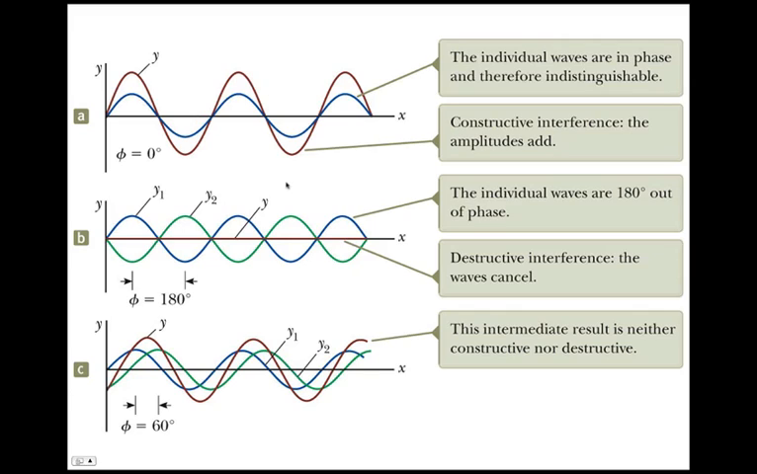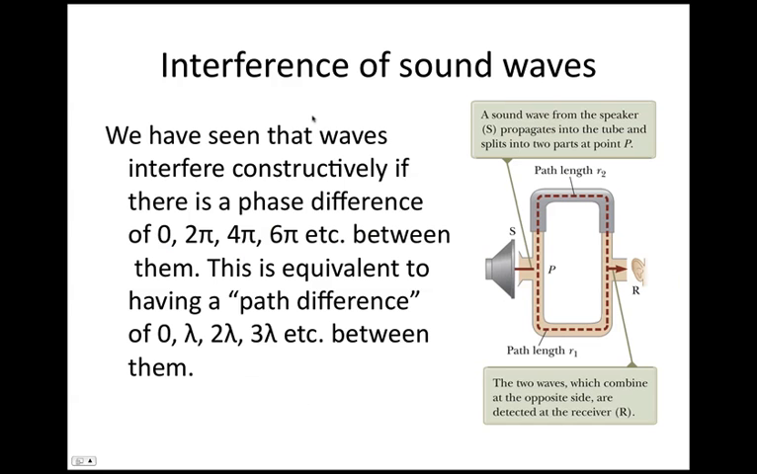This diagram just shows you the relationships we just derived. When they're in phase, they add together. When they're 180 degrees or pi radians out of phase, they interfere destructively and we end up with nothing. For intermediate values, we get an intermediate amplitude. Now we're going to consider the interference of sound waves.